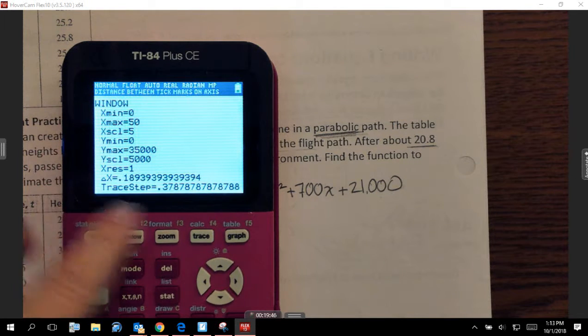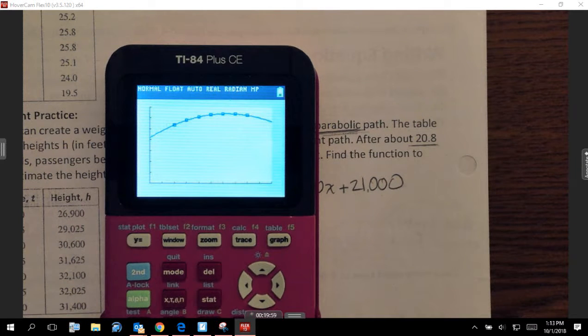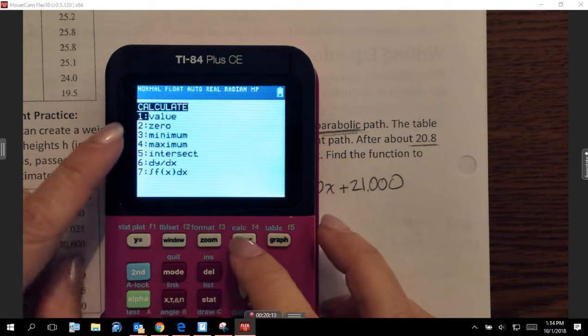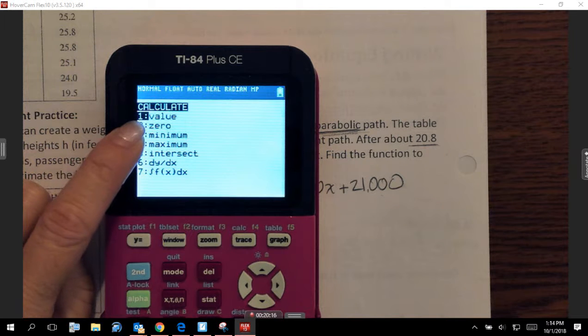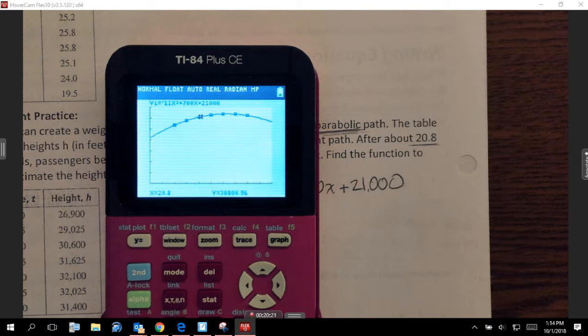So once we have our window set up, hit graph, and you'll have your equation and your graph, your line of best fit going through it. And we have to figure out what height is after 20.8 seconds. So how do I find the value? Where do I go on my calculator to find value? Remember? Second trace. That second trace button has a lot of good things underneath it. But number 1 is value. And we will type in 20.8, and it immediately tells you the answer.